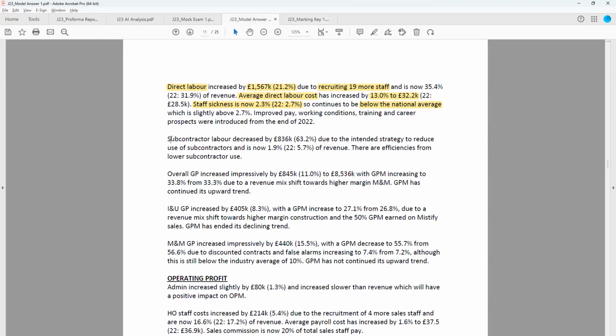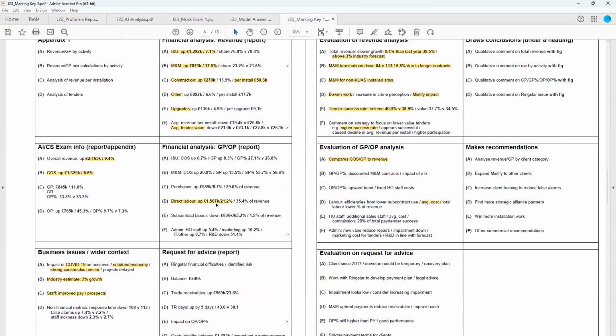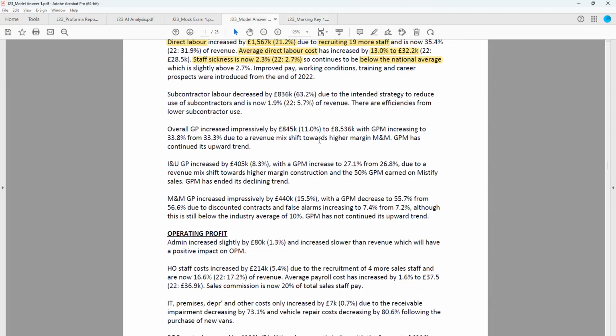And then you can do subcontractors. So contractors down, intended strategy to reduce the use of subcontractors. And of course, there's efficiencies from lower subcontractor use. And I'll explain how that's indicated in looking at labour costs as a percentage of total revenue. So I skipped purchases. Maybe it would be on the marking key. It actually was as well, so a bit frustrating there. Maybe I shouldn't have skipped it, but you can see my justification as to why, and I'd want to move on and stay within time, so I can attempt every part of each requirement and get the easy marks on each.